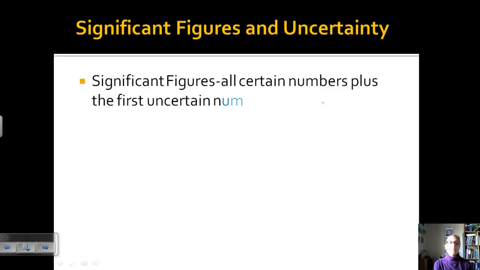Okay, so this is where significant figures come in. Significant figures include all the certain numbers plus that first uncertain number, and so when we read significant figures, that gives us an idea of the uncertainty of the measurement device.